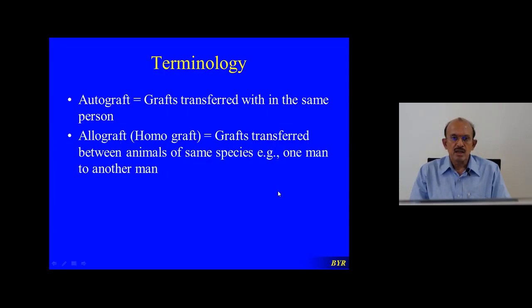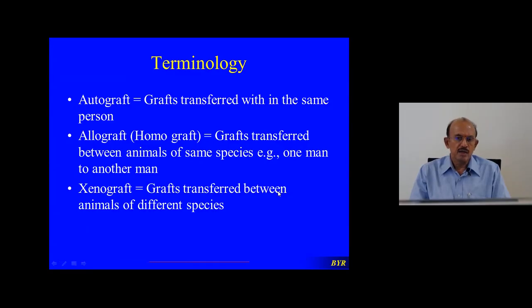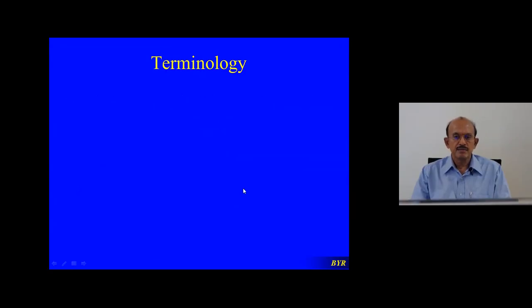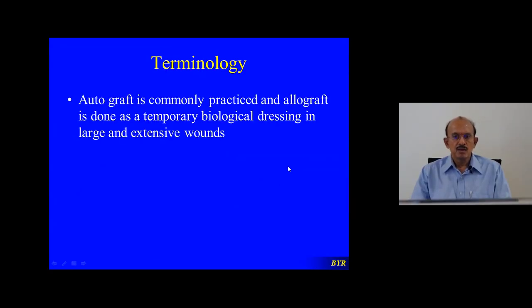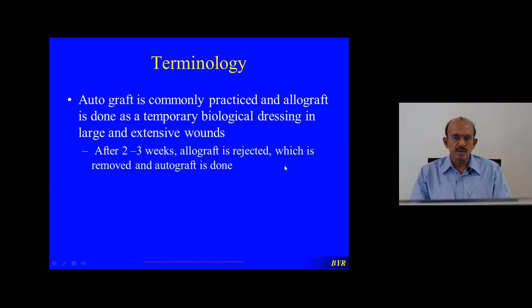Autograft, allograft, heterograft, or xenograft. We have learned about those things in the previous class. Autograft is commonly practiced. Allograft is done as temporary biological dressing in large extensive wounds. After 2 to 3 weeks, the allograft is rejected or it is removed. Then autograft is done over that.